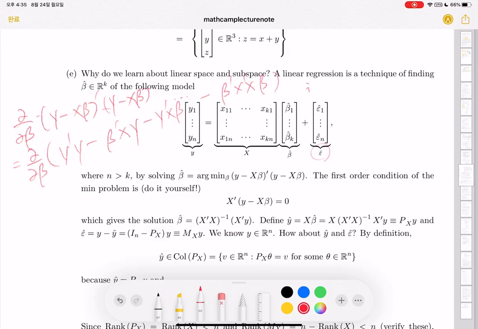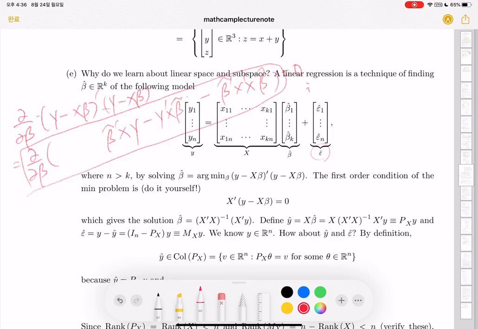Here y prime I doesn't have any beta, so it's just a shifting parameter of the objective function, so you can ignore this part, right? So this is the first order. You set this to be 0. Okay, so your beta hat must satisfy this, right?